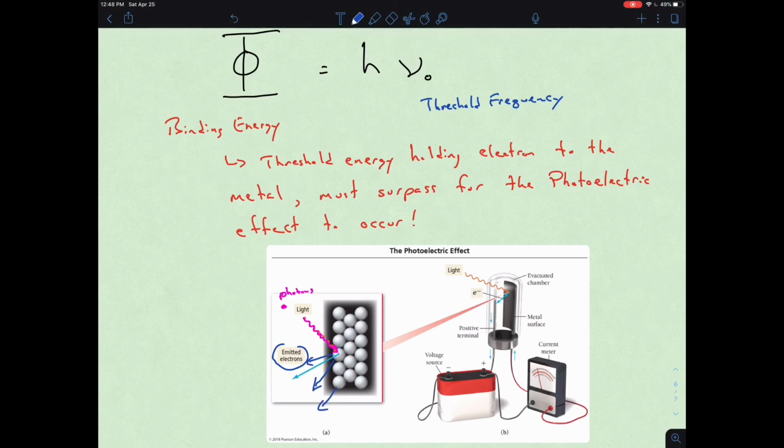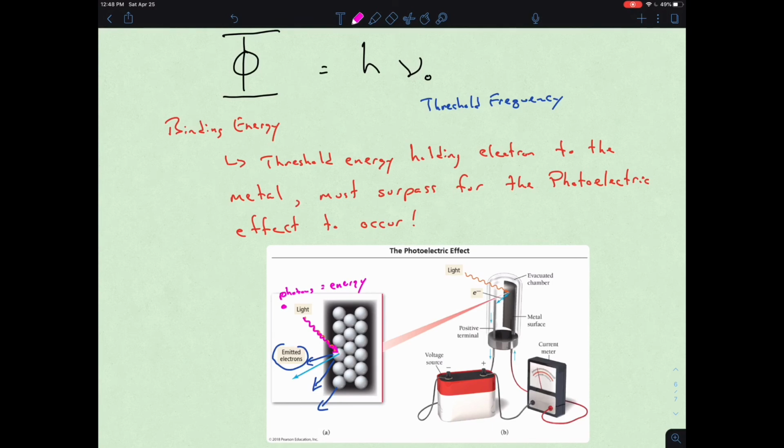Right, so that's just the base idea of it. We shine light. Remember, photons have energy, right? They're packets of energy, and they can supply enough energy to cause electrons to be dislodged or ejected. But it depends on the metal and the energy holding the electrons to the metal. And so that's where this notion of threshold frequency comes into play.